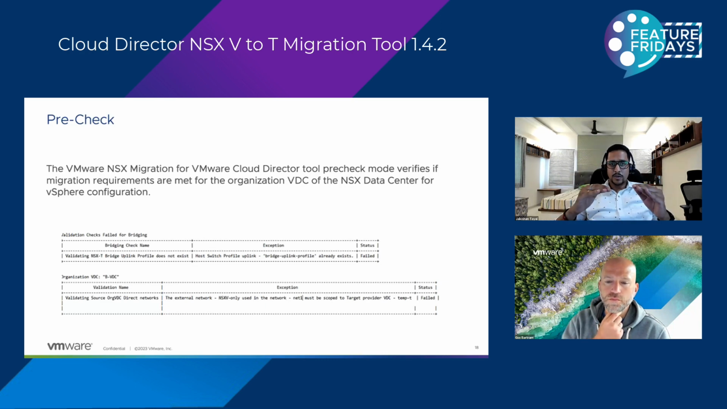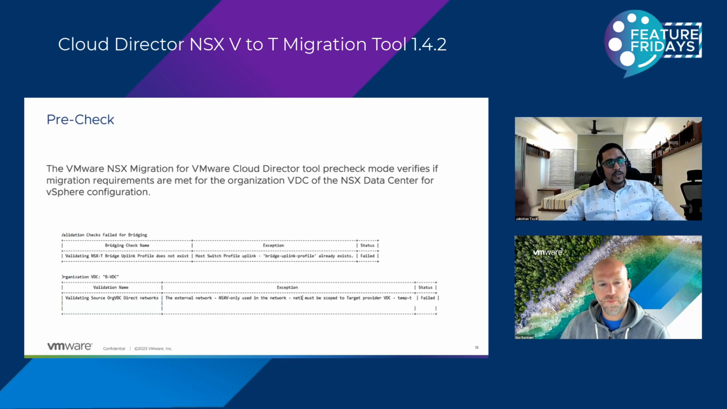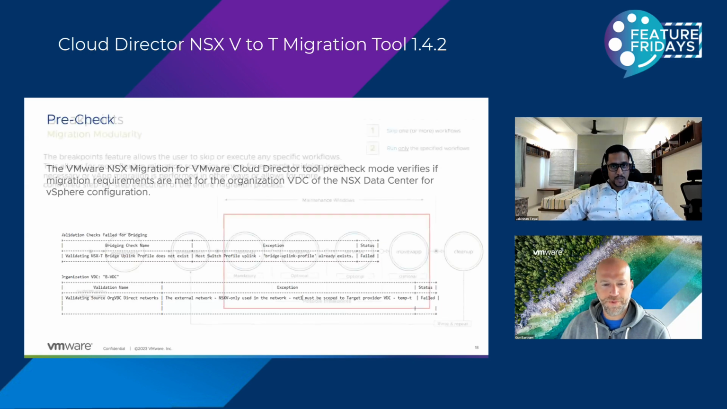If something is missing or something is misconfigured, it will let you know in the output stating that this thing is wrong, go fix it. So once the pre-check gives you a green signal is when you can actually plan for migration. So in that way, you know that whatever configuration I have, whatever checklist I have configured, is right and up to the mark.